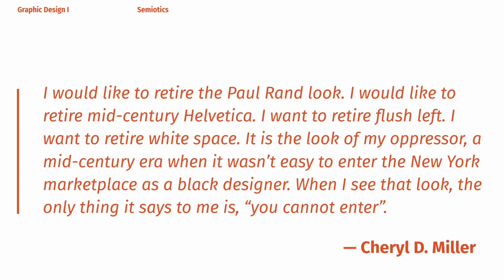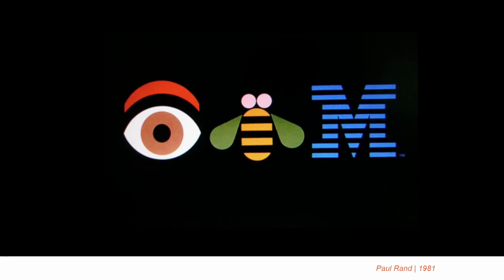So this quote from Cheryl D. Miller, who's a famous designer, says, "I would like to retire the Paul Rand look. I would like to retire mid-century Helvetica. I want to retire flush left. I want to retire white space. It is the look of my oppressor, a mid-century era when it wasn't easy to enter the New York marketplace as a black designer. When I see that look, the only thing it says to me is you cannot enter." So Cheryl D. Miller is a black designer, and this symbol means something different to her than it might mean to someone else, for example.